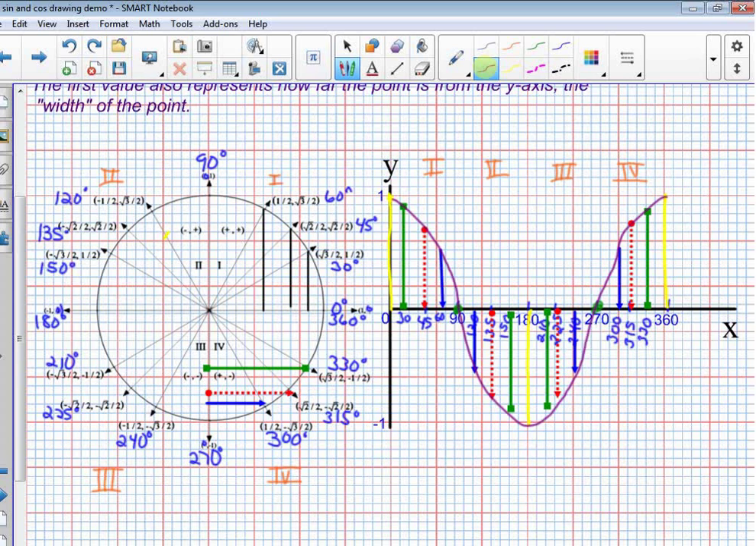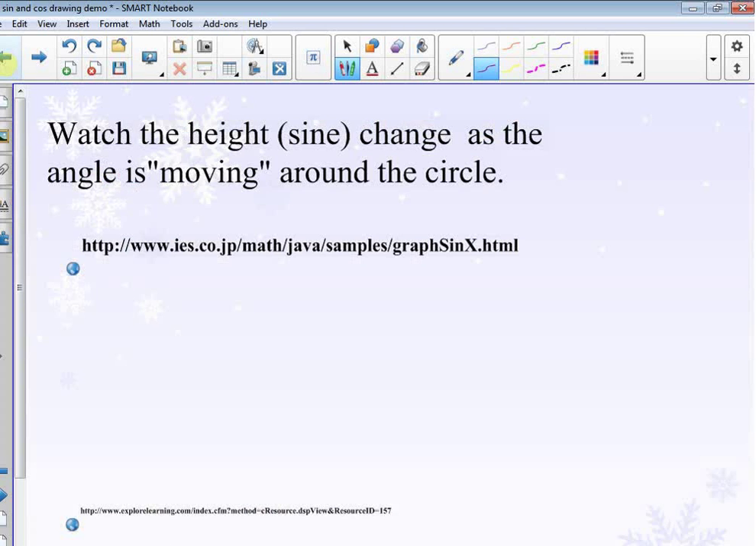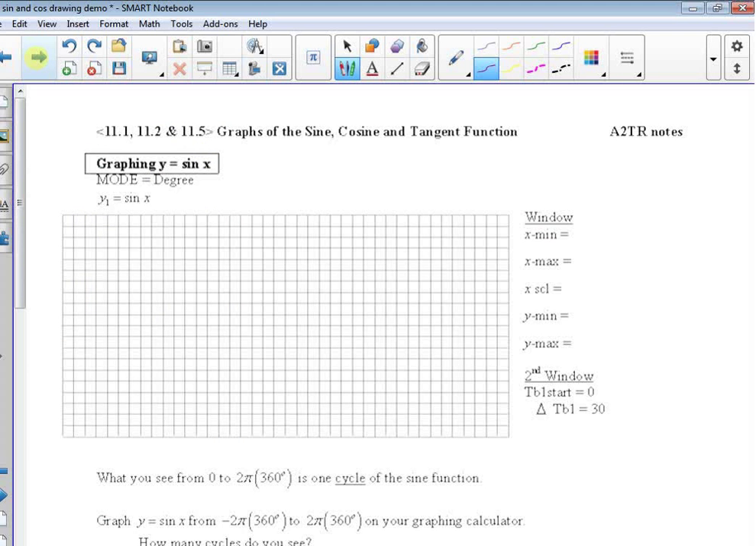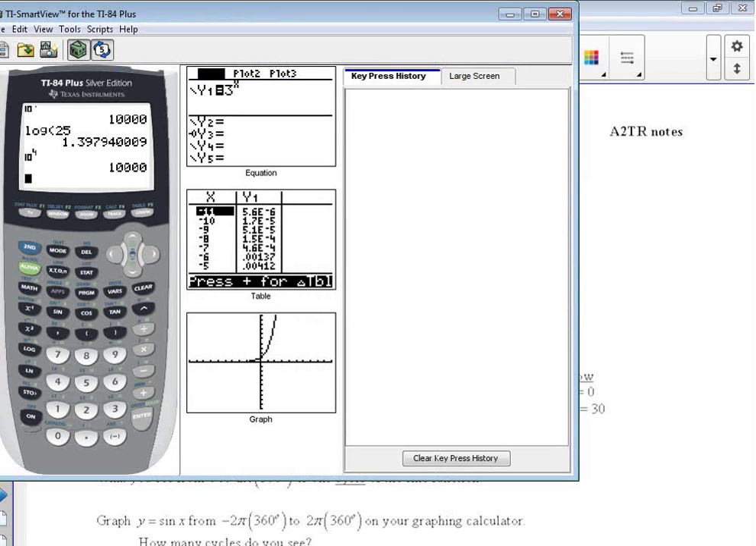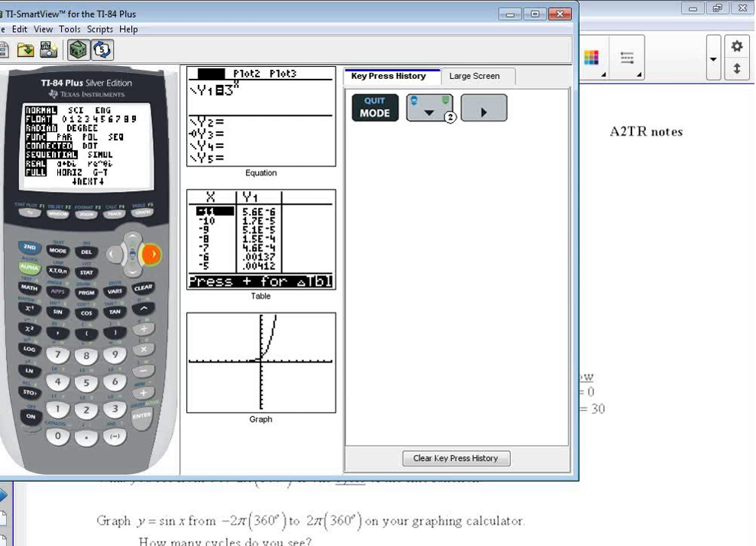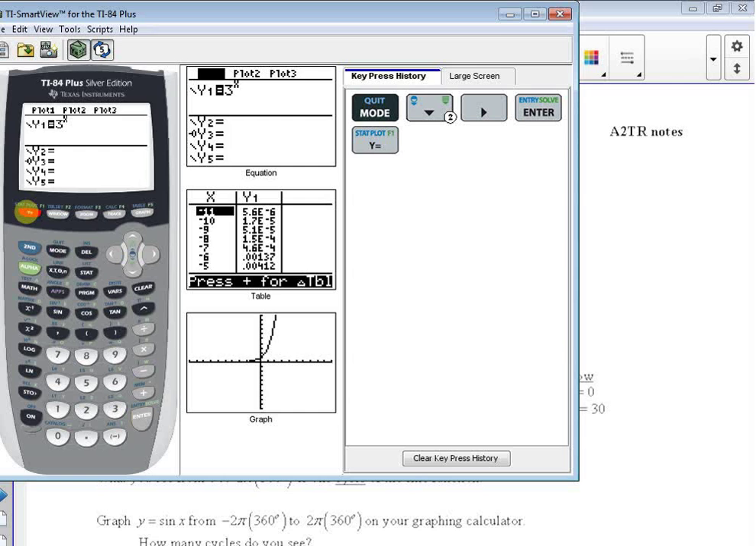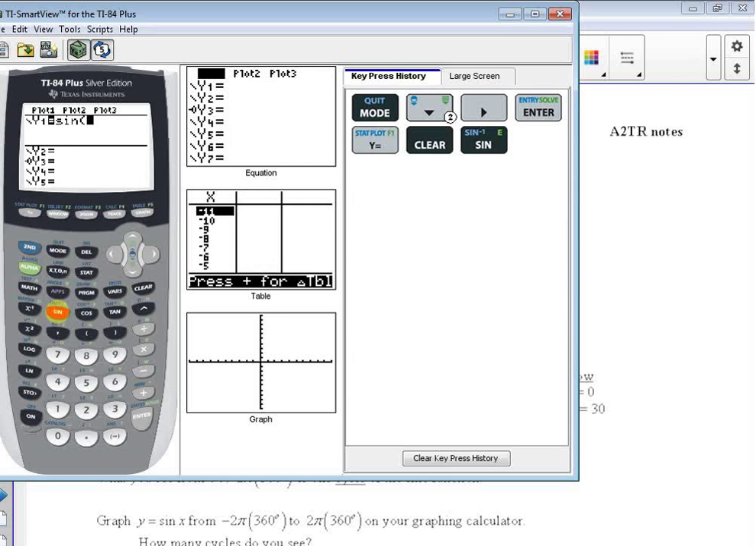All right, let's now turn and let's do the graph of y equals sine x on the calculator. Okay, here we go. So take your calculator and put it in degree mode. Alright, and then go into y1 and clear that out, and let's put sine x.